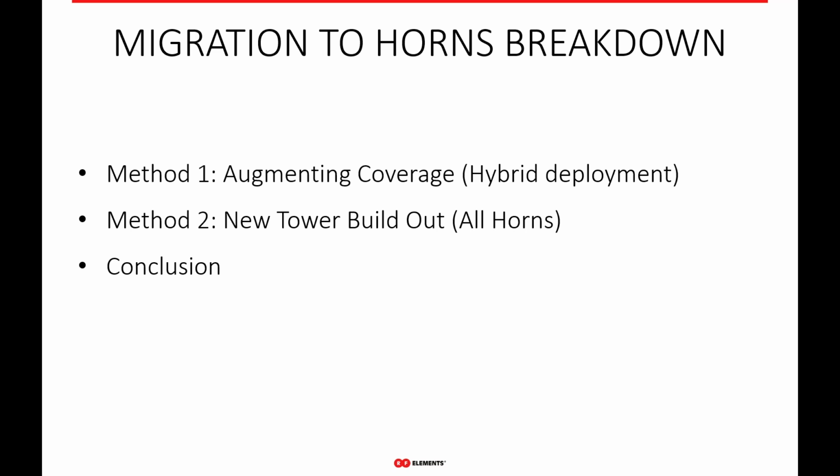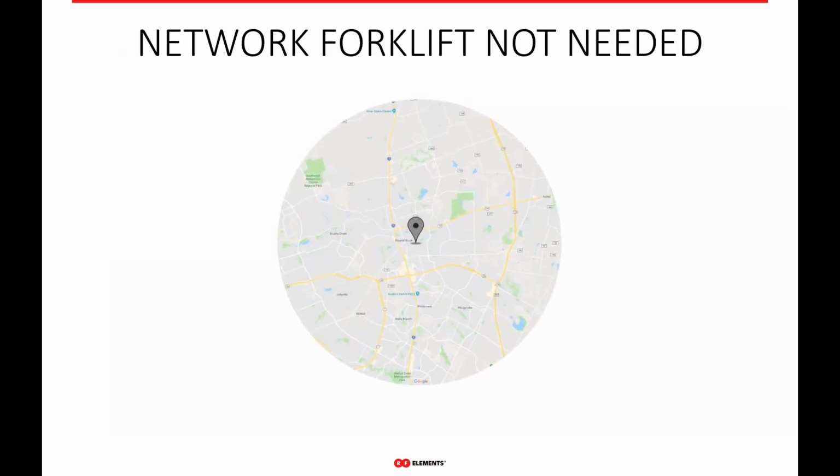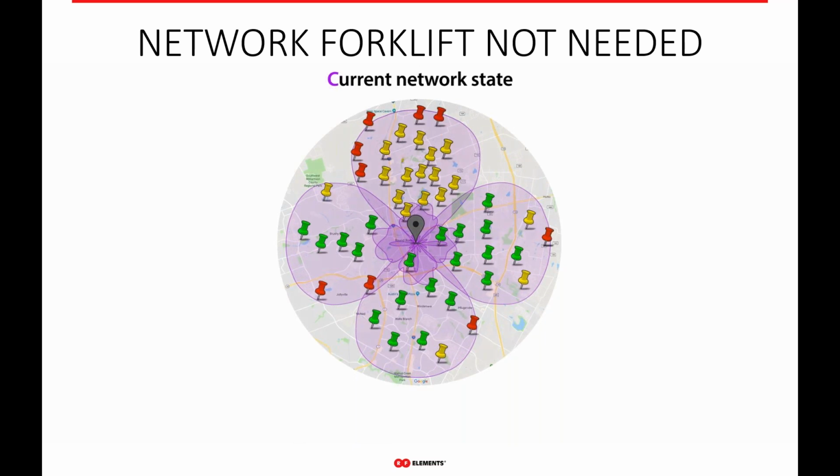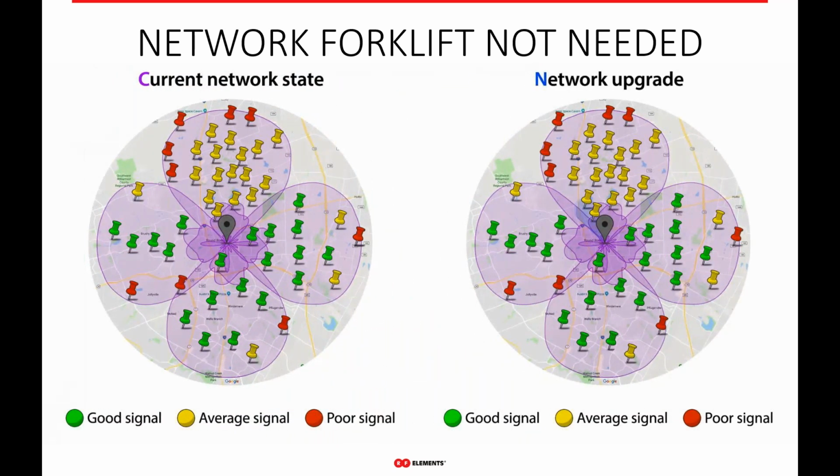So before we go into these different migration paths or these different methods for rolling out horns throughout your networks, we need to go over a few things. One of the misconceptions, or some of the first thoughts of people, is that in order to go to horns, you really need to do a network forklift. And really, that's not the case. You don't need to forklift your entire network from the start, take down all your sectors, and take all your customers offline for a potentially long period of downtime. With horn antennas, there's a way to migrate where you put up your horns, you slowly transition your customers onto those new horns, and then you decommission your old sector, or your old antenna technology.